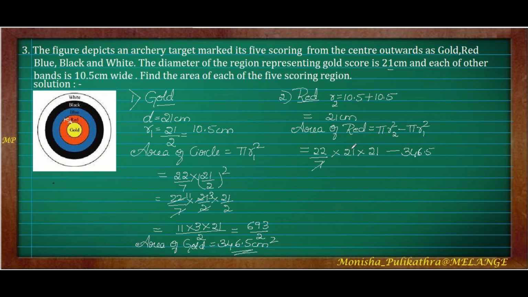346.5. So here 7 3s are, so we will get 3 2s are 6 and 3 2s are 6. 66 into 21 minus 346.5. So 66 into 21, we will get 1386. So 1386 minus 346.5. So next we have to subtract it: 1386 minus 346.5. Take a carry here.